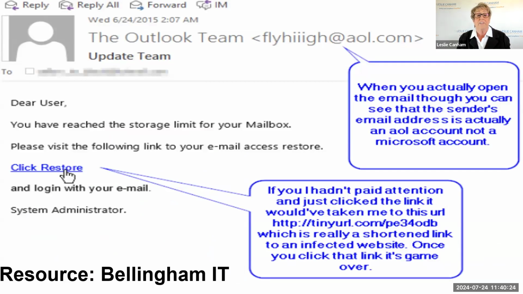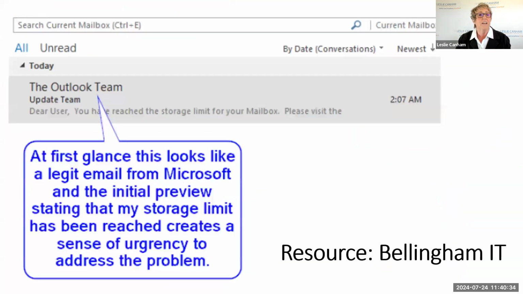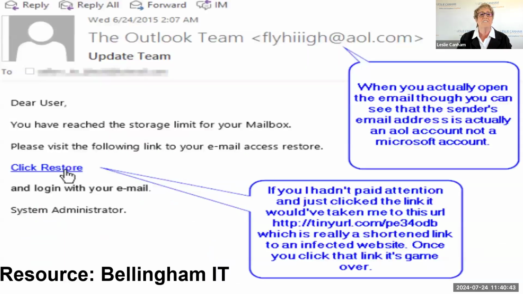Now, a lot of people would think, oh gee, great, I've got to do this. But again, that is actually a very fishy thing. If you roll your mouse over the sender's name, you might see what the exact name actually is. Now, this does say that it's from the Outlook team, but it may say from the Outlook team, and then you see flyinghigh@aol.com. Is that from Outlook? It certainly isn't.